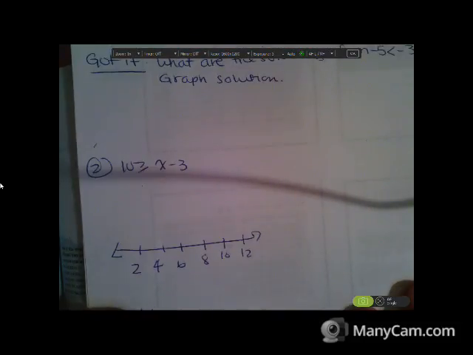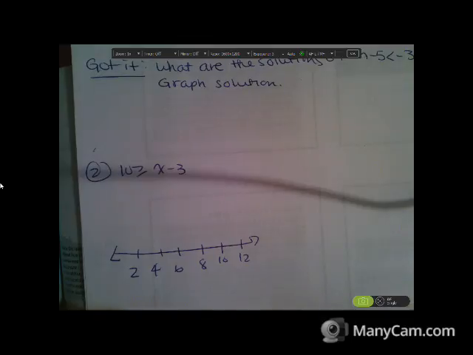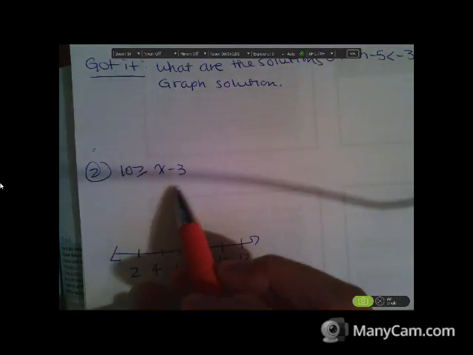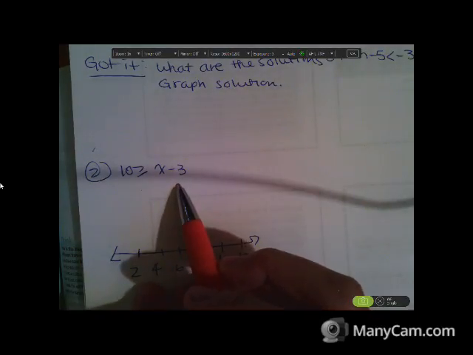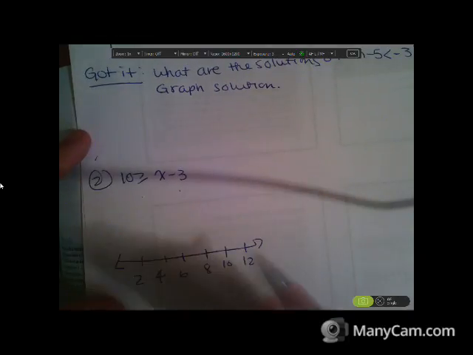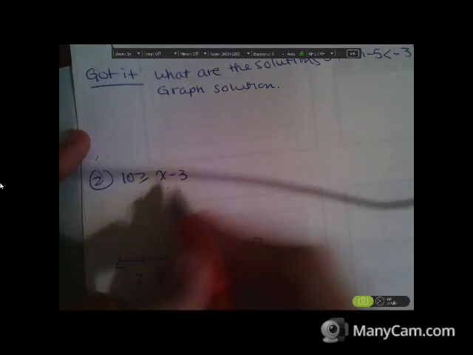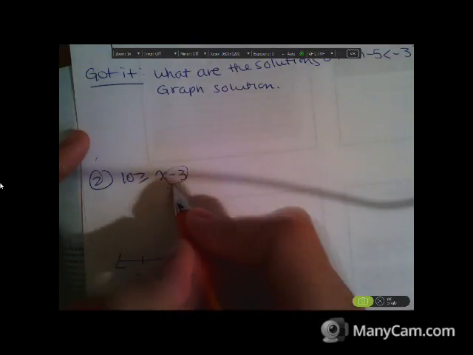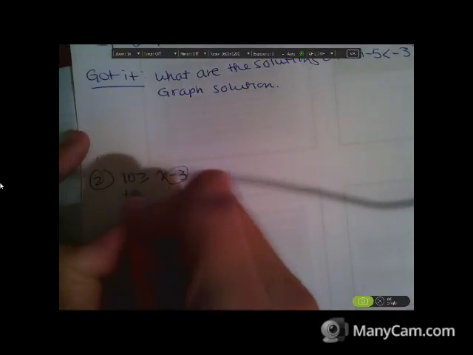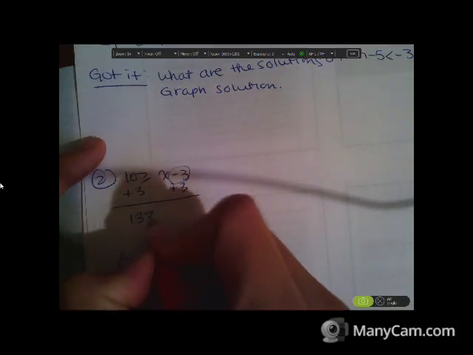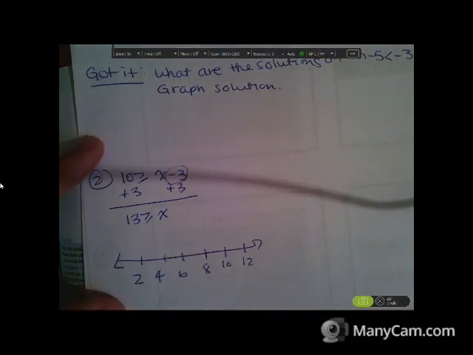So moving on to problem 2. We want to find the solutions to 10 is greater than or equal to x minus 3. And also, we want to graph and check the solution. So, like any other equation, we're going to get x by itself. You see this is a minus 3. I'm going to use the inverse operation and add 3 to both sides. Therefore, I'm left with 13 is greater than or equal to x.